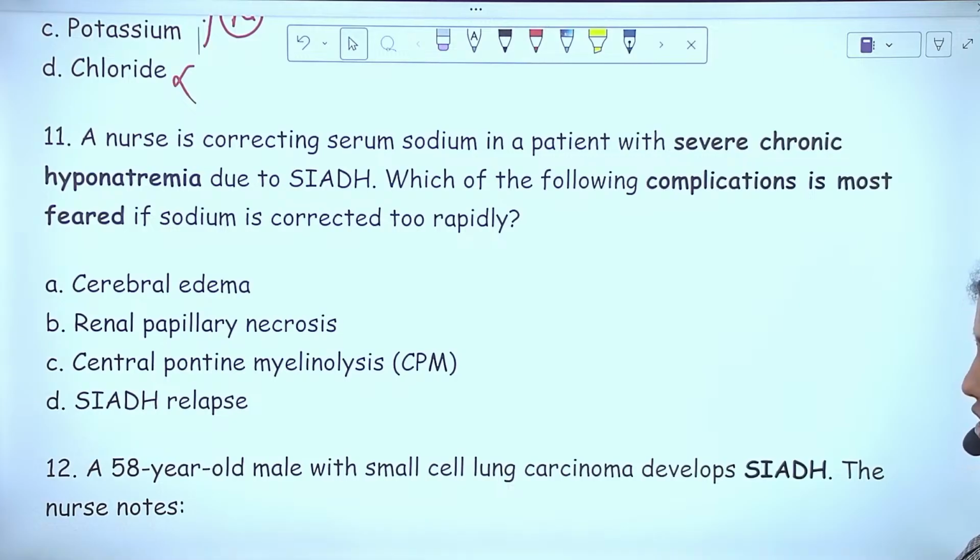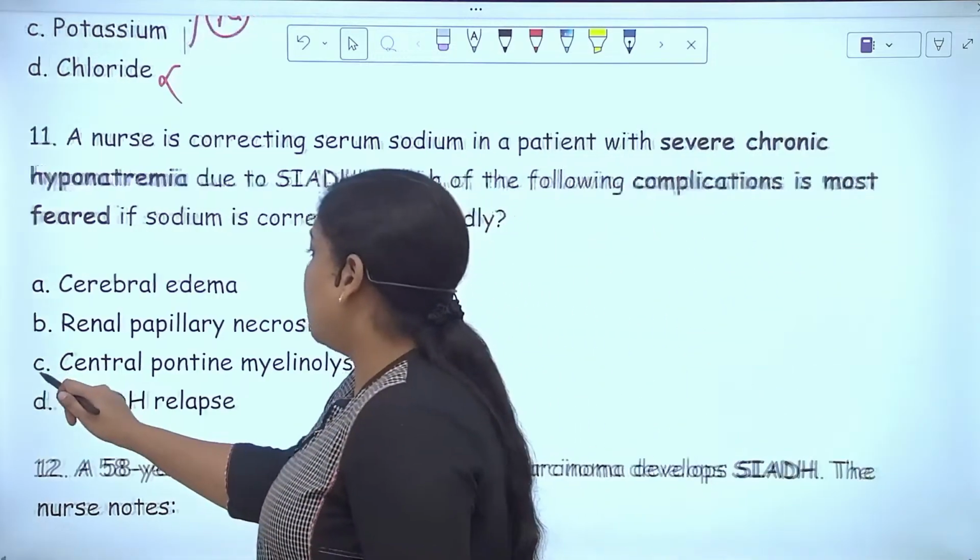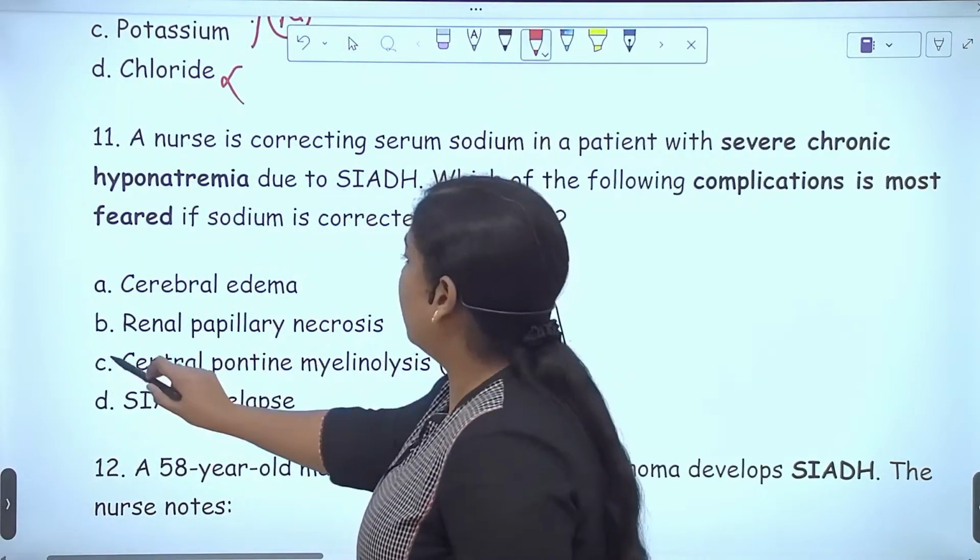Now tell me what is the condition which is going to cause as a complication for rapid sodium infusion. Yes, central pontine myelinosis is the condition. Very good. Central pontine myelinosis is the correct answer.